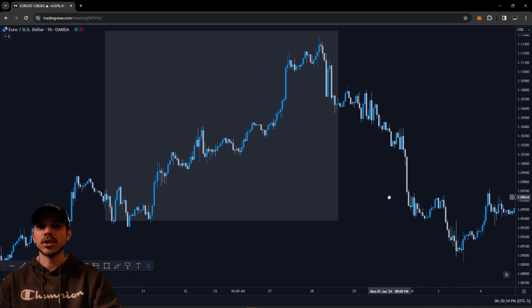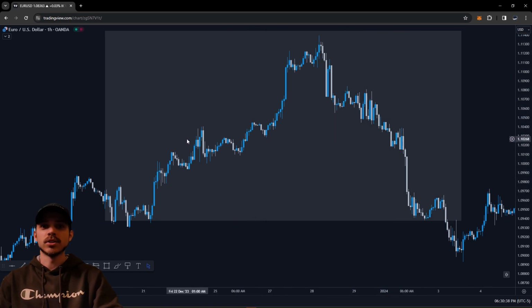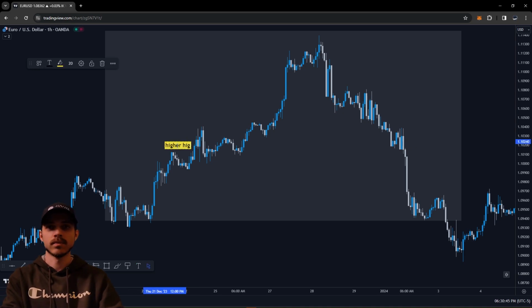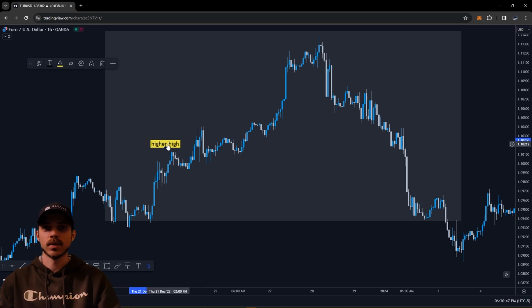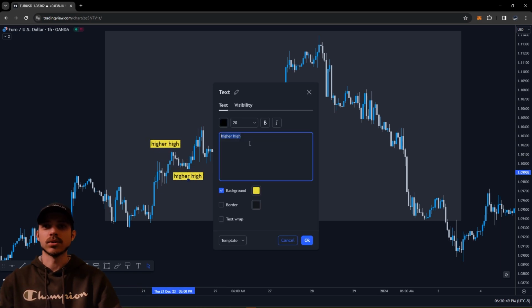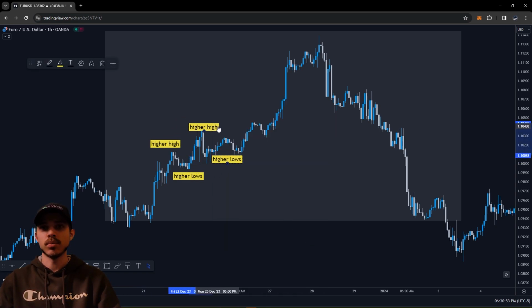So as we can see right here with this example, the market is trending up. So what are we getting as the market trends up? We're getting higher highs and we're getting higher lows. And as the market trends up, we keep getting those higher highs and higher lows.